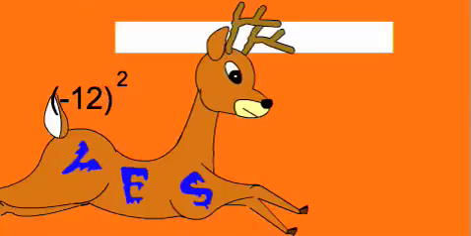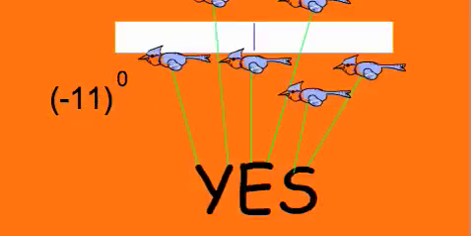We have a negative to an even. That's going to be positive. 9 to the power of 0 is 1. We have a positive to any exponent is positive. 5 to the power of 0 is 1. 7, we have a positive to anything is going to be positive. So 7 squared is 49. We have a negative to an even is going to be positive. 12 squared is 144. A negative to an even is going to be positive. 11 to the 0 is 1.